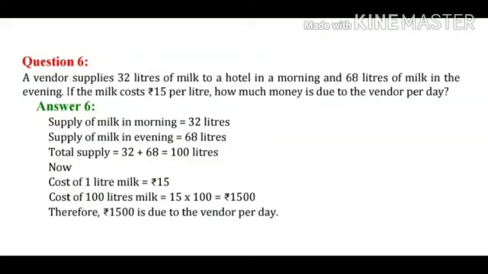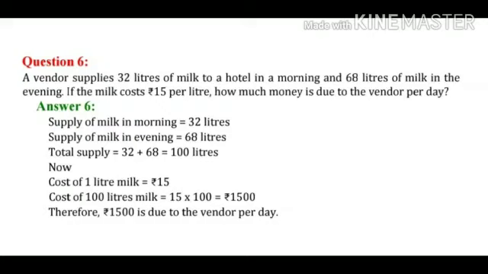So first we find the total supply: we add both of them and we get the total supply. Now we have the cost of 1 liter of milk, which is rupees 15. Now we do the same as we did in the last question. In that question we had the cost of 1 liter of petrol and we had to find the cost of 90 liters of petrol. Here we have to find the cost of 100 liters of milk.